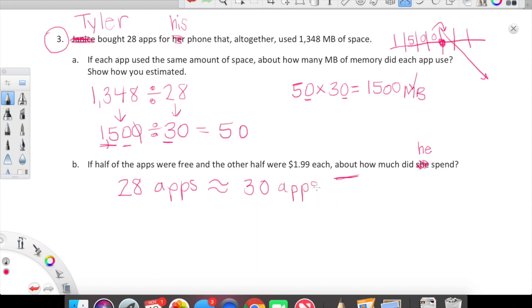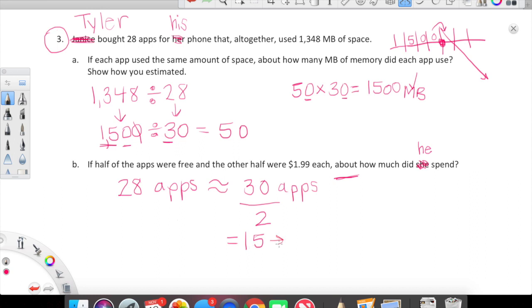Okay, so if half of the apps were free, well, let's think about if you have 30 apps and we divide them by 2. Remember, a fraction bar represents the same function as division. So what's 30 divided by 2? 30 divided by 2 is 15. So half of the apps would be 15 apps. If we had 30 in all, half were 15.